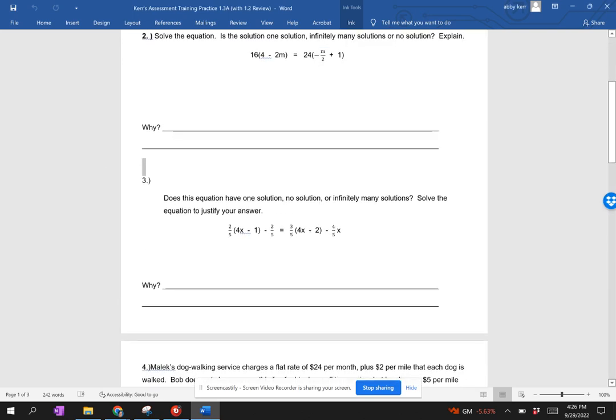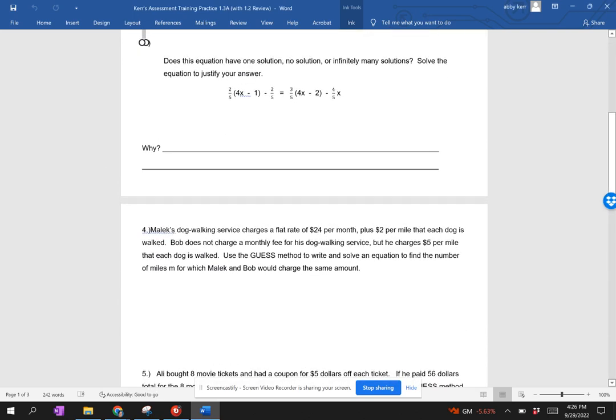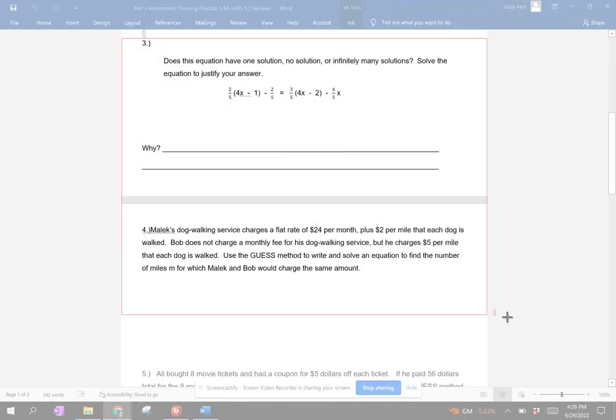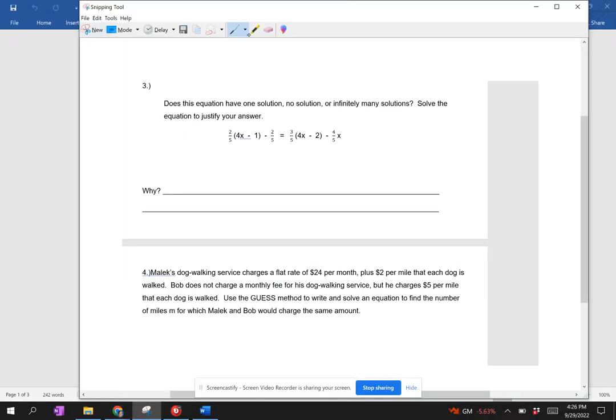Number 3. I'll actually do number 3 and number 4 together. So for number 3, we have a fraction. Since all of them have the same denominator, that actually helps us out because then we can multiply everything by that denominator.